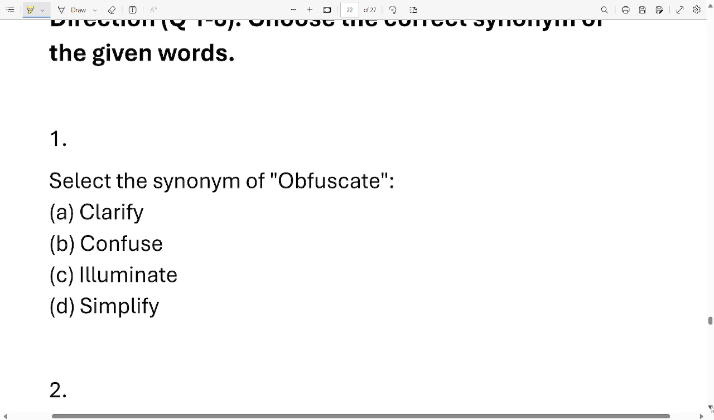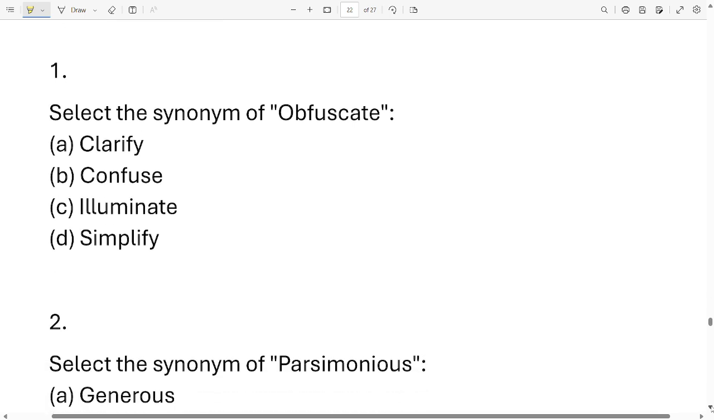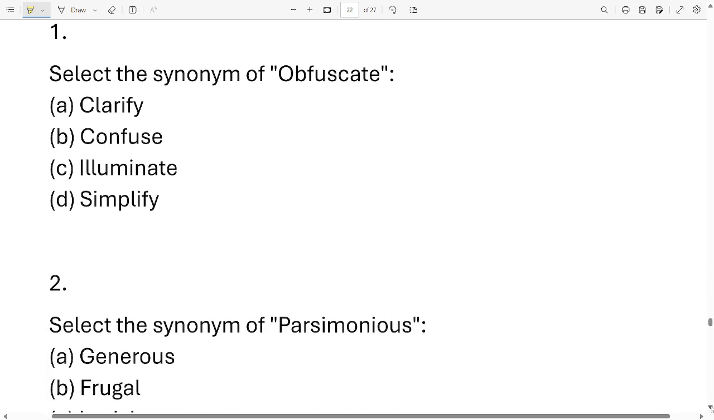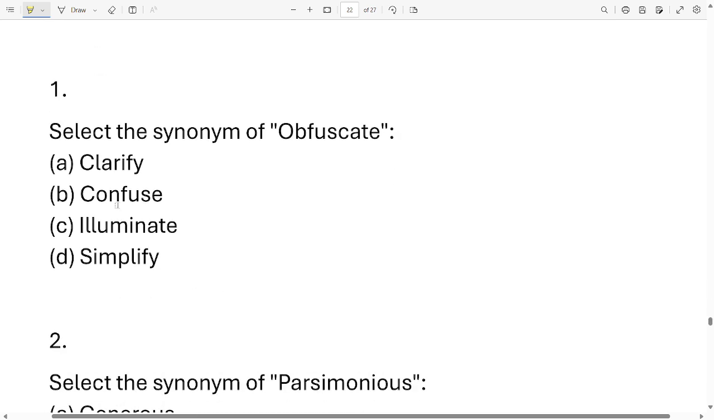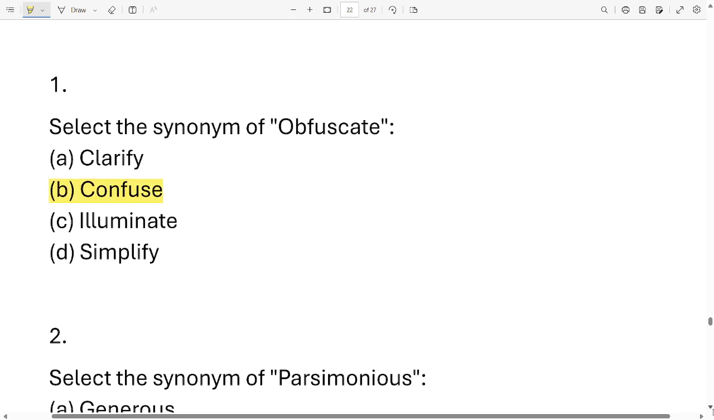Okay. Select the synonym of obfuscate. Your options are clarify, confuse, illuminate, simplify. These are the 4 options. Which one of them is correct? Is it option A? Is it B? Is it C? Or is it D? It is B. Option B, confuse.